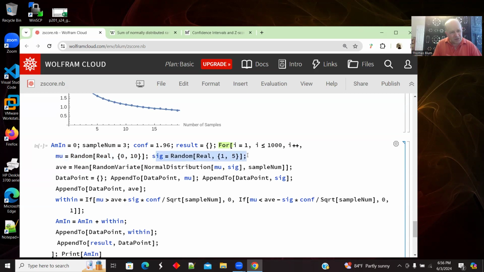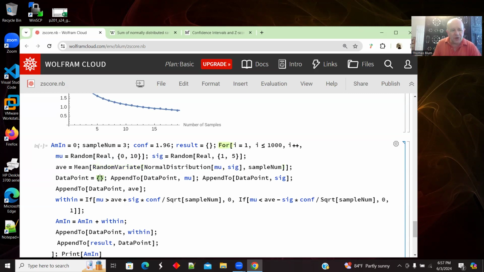Could fix them, but I just decided to go all over the place. I am taking a random variate from the normal distribution, sample number. So that's getting me, in this case, 3 values from this normal distribution, and I'm averaging. And then I'm creating a sort of a list of lists.